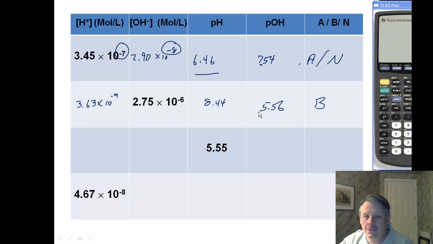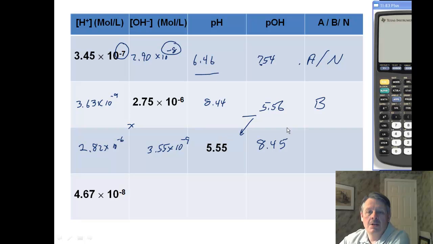Now, let's look at this number, and let's look at this number. Gee, isn't that interesting? They're real close together, so that tells you my pOH, remember you're subtracting from 14, is going to be 8.45. So these numbers are pretty much reversing, just like those two numbers were. And in fact, that's exactly what you find. If you do the math, you come out with 2.82 times 10 to the minus 6th, and 3.55 times 10 to the minus 9th. So again, you're just crossing your pH and your pOH. That tells you if this one was basic, this one had better be an acid, and it certainly is. It's less than 7, so it's an acid.